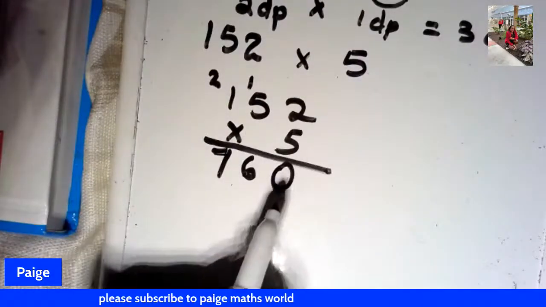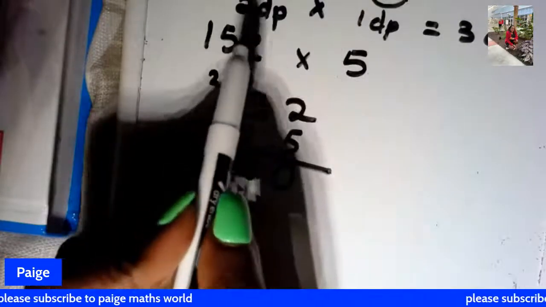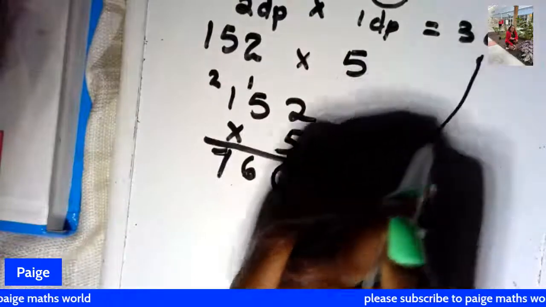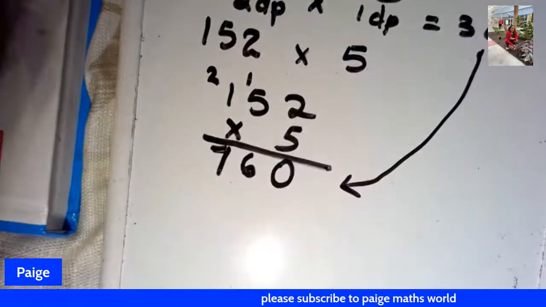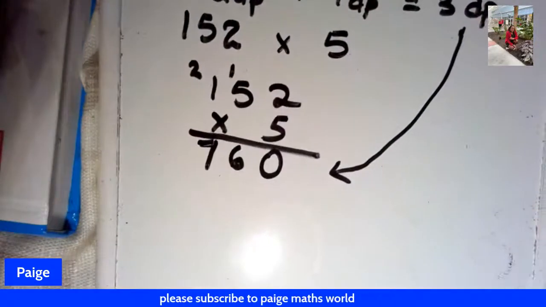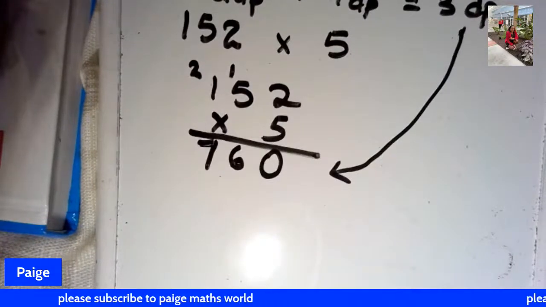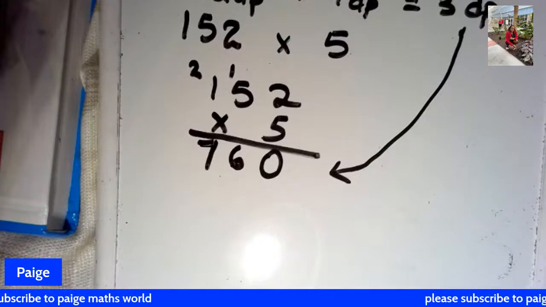So now Moffat, we have to make it back a decimal. So we're going to put back 3 decimal points in our answer. What is that as a decimal? 760, and you're going to put back 3 decimal points in. What do you guys get?